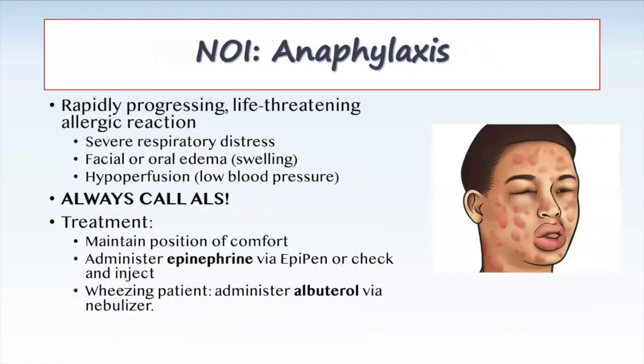Anaphylaxis is a rapidly progressing, life-threatening allergic reaction that can be onset by either known or unknown allergens. Key signs that your patient is anaphylactic are a swollen face and mouth, difficulty breathing, and a low blood pressure. If your patient is anaphylactic, you should immediately call ALS. Treat anaphylaxis by administering epinephrine with either the EpiPen or the check and inject. If your patient is wheezing, you may also administer albuterol via the nebulizer.